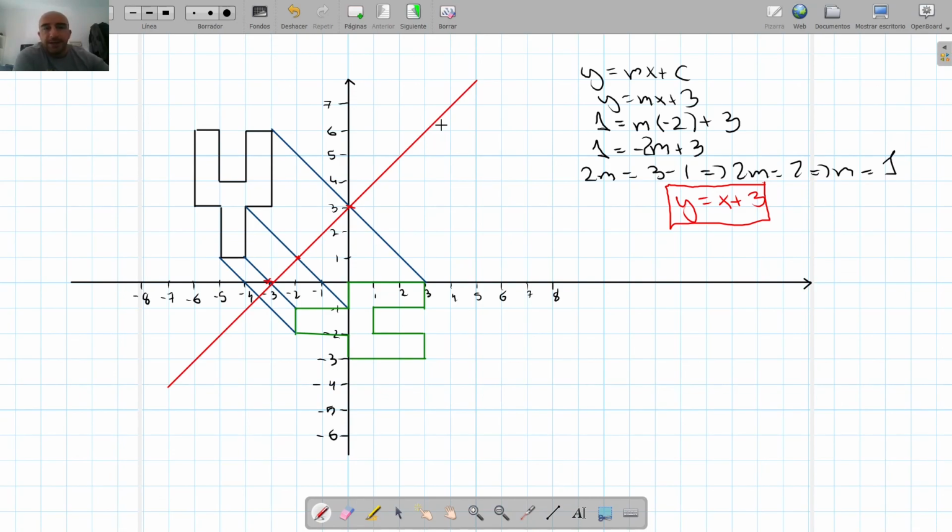So that's the end of this type of transformation, the reflection. Make sure to check our other videos on the rest of the transformations.